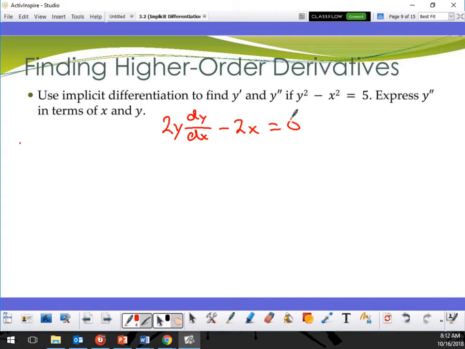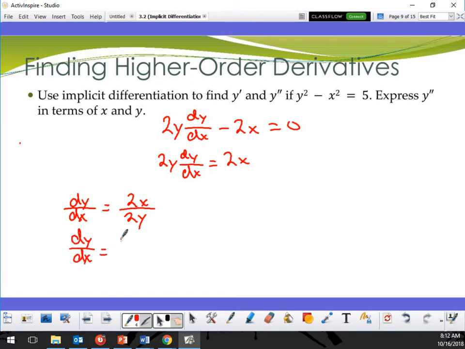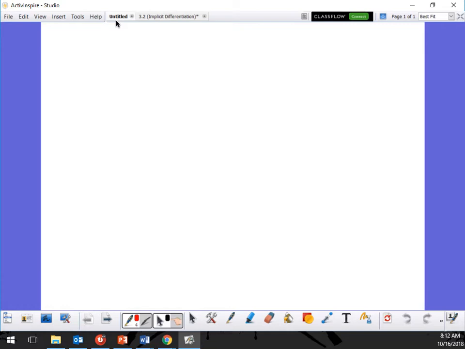All right, so 2x the other side, so it's going to be 2y dy dx is equal to positive 2x, right? Divide by 2y. So I'm going to get dy dx is equal to 2x over 2y, which just gives me, what does that give me? X over y, very good. All right, so I got that one. So I'm starting with the first derivative there, dy dx. And so the next thing I'm going to do, I have dy dx is equal to x over y.